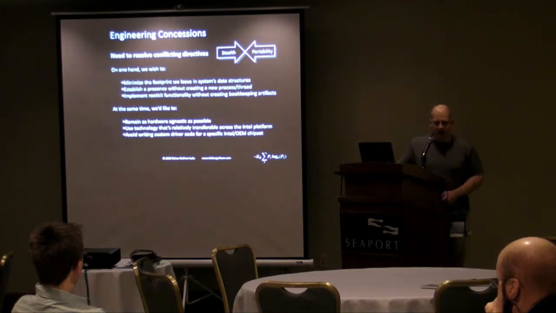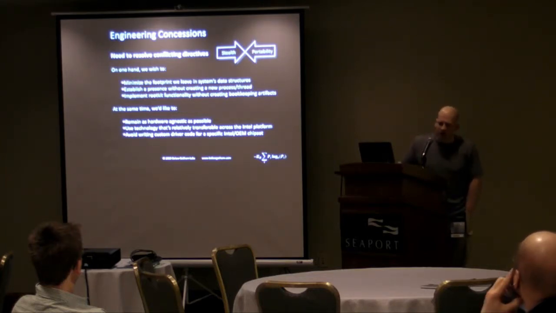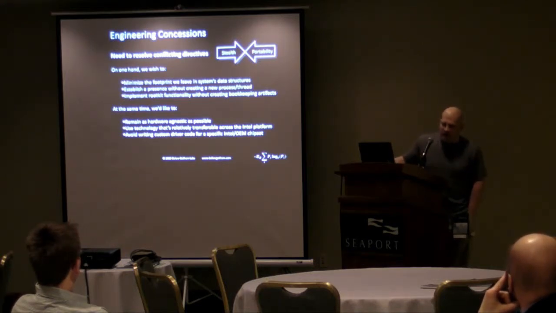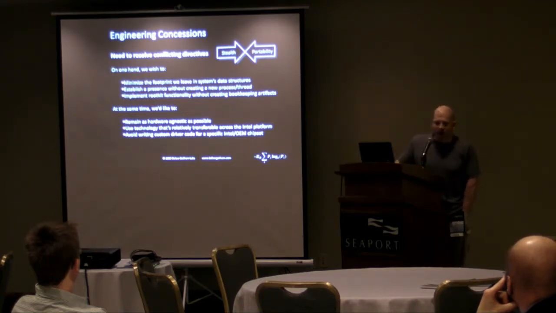So we have to make concessions, right? We want to hide, and we want to be able to conceal our rootkit and anything else we might be doing. At the same time, we want to remain hardware agnostic as much as possible. Obviously, in my talk, I'm targeting Intel. So when I say hardware agnostic, I mean a specific external peripheral chipset or something, maybe a video card or something, or a BIOS chipset. So I wanted to avoid having to anchor my code to that kind of hardware.